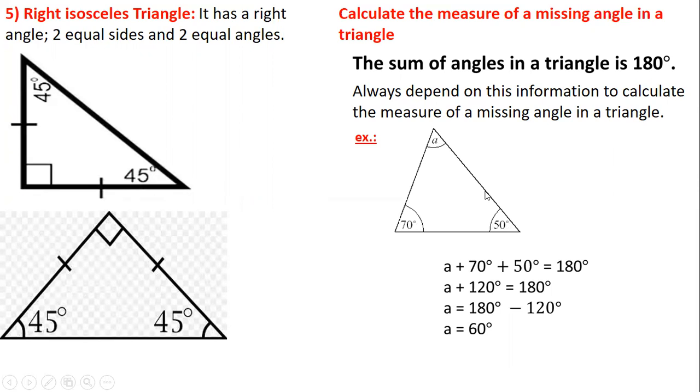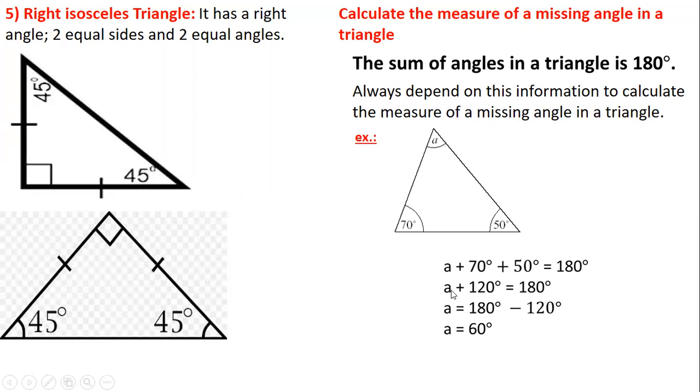Suppose I gave you this triangle. It has 3 angles. The measure of this angle is A. This is the missing angle. We should find it. The measure of the second angle is 70 degrees. The measure of the third angle is 50 degrees. How should we start from this sentence, which is the sum of angles in a triangle is 180 degrees? We should say that A plus 70 degrees plus 50 degrees is equal to 180 degrees. This is the sum of angles in a triangle.